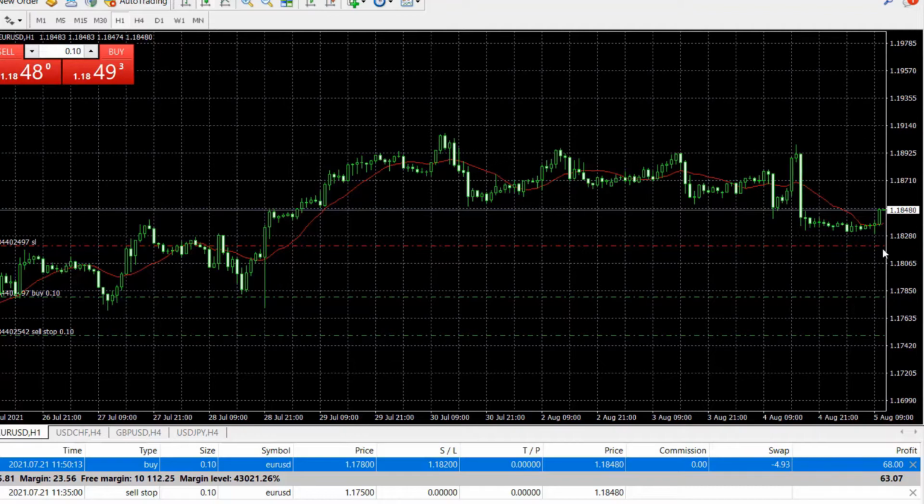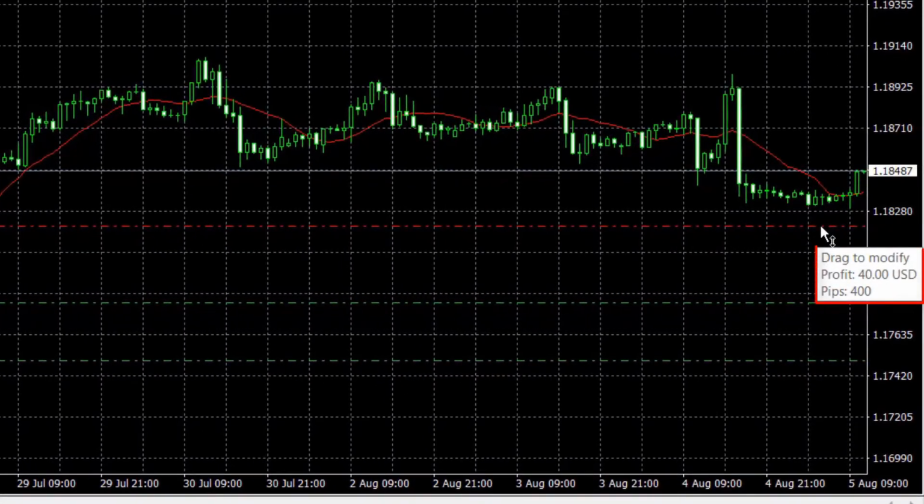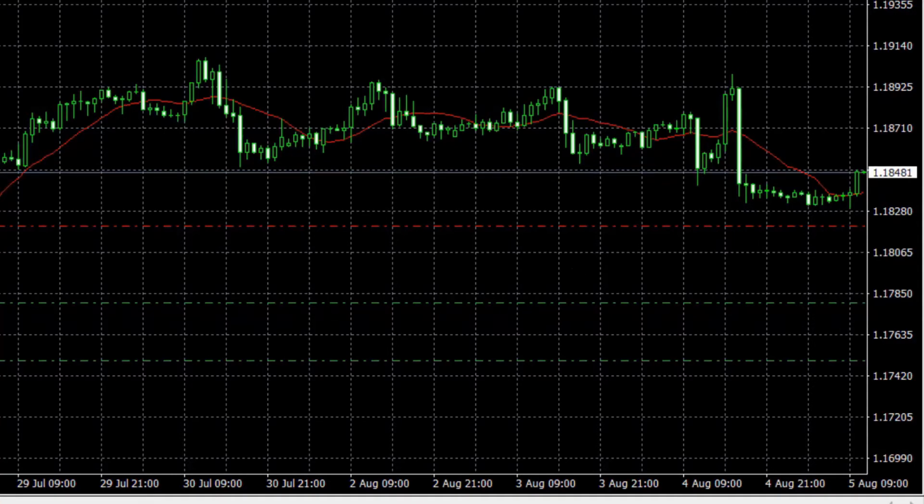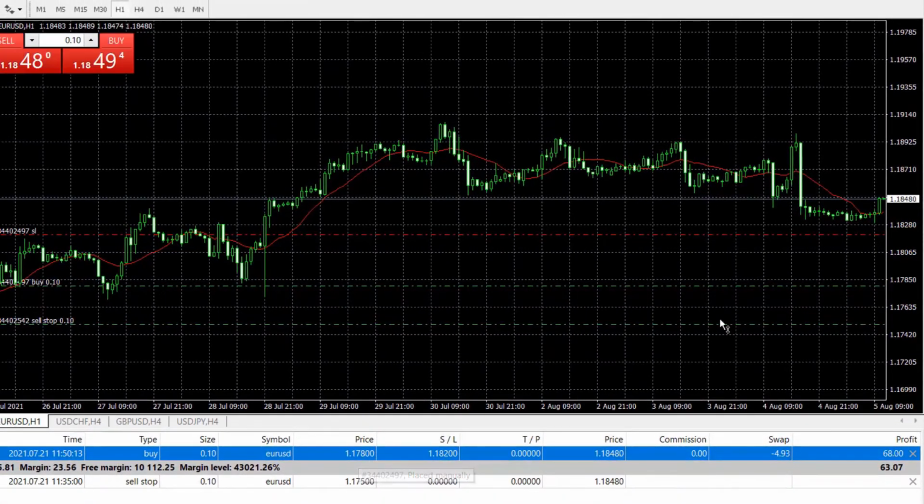In this case, if the price hits the stop loss, we will be on a profit, and if I put the mouse on it, you will see that it says profit $40, and below we can see pips 400, but actually it's 40 pips and 400 points. This is because the entry price is 117.80, and if we put the stop loss at 118.20, we will have the profit of $40, or the difference in 40 pips.